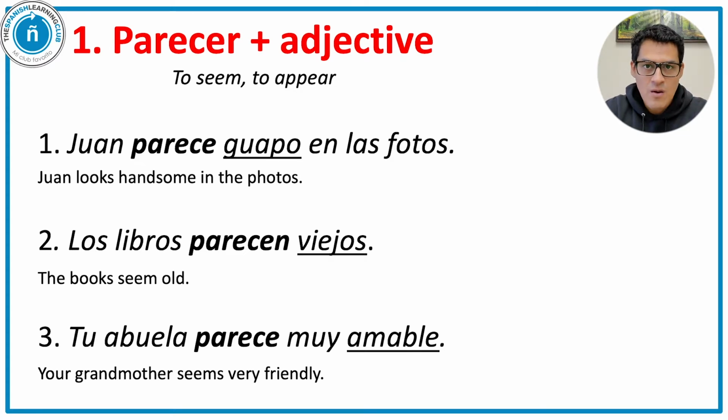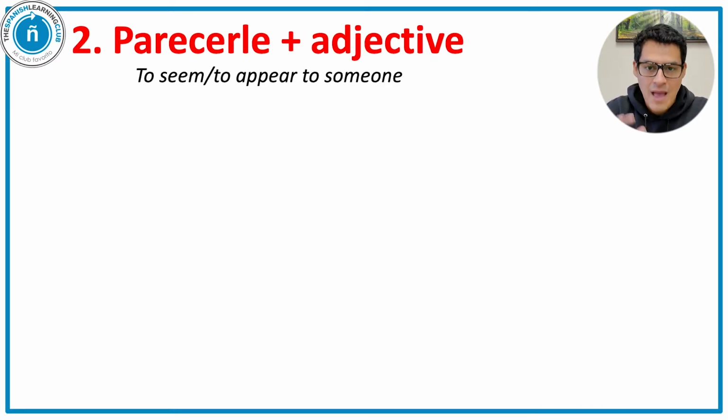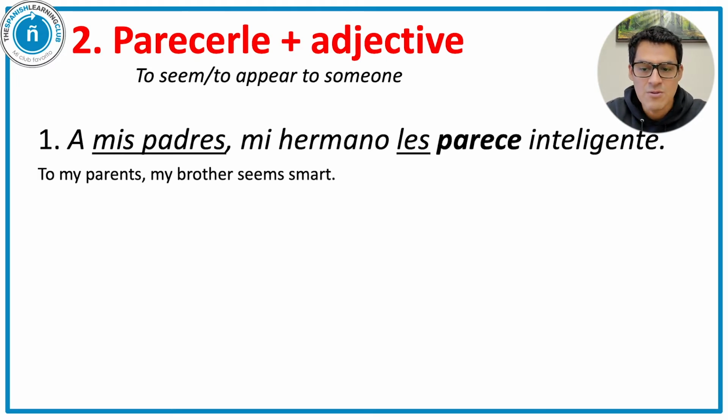Now we have parecerle plus adjective. Like in the examples that we just went over, we're still using parecer to point out how something looks, seems, appears. Now we are just going to add an indirect object pronoun. This means we are basically adding on the phrase to me, to them, to us, etc. For example, a mis padres, mi hermano les parece inteligente.